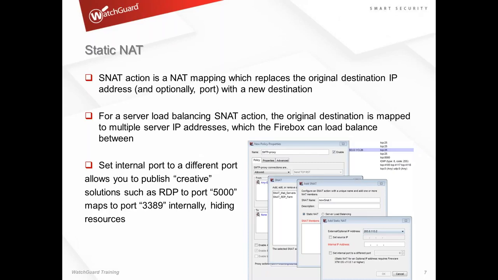While from a security standpoint, I don't recommend at all publishing any RDP resources, what you can actually do is hide some of your 3389 resources and publish them out as a 5,000. Again, not a security measure at all, but it allows you to have some more creative solutions. So again, while I don't recommend doing this, that is one use case scenario that you could use for port forwarding.